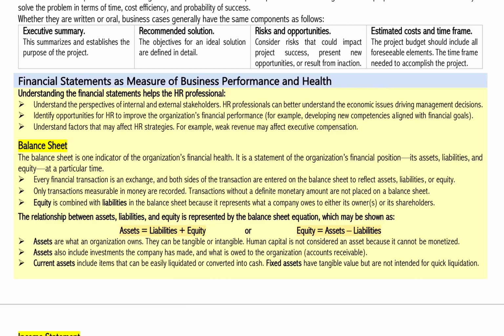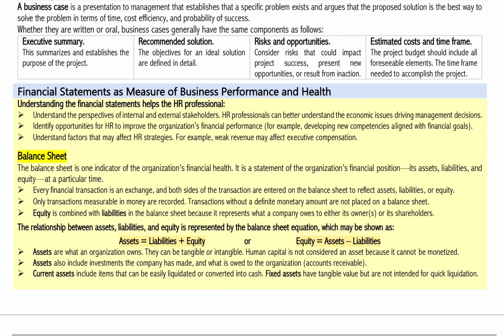Equity is combined with liabilities in the balance sheet because it represents what a company owes to either its owners or its shareholders. The relationship between assets, liabilities, and equity is represented by the balance sheet equation, which may be shown as assets equals liabilities plus equity, or equity equals assets minus liabilities.